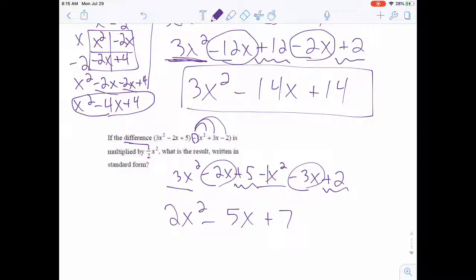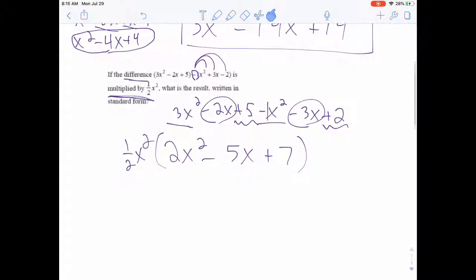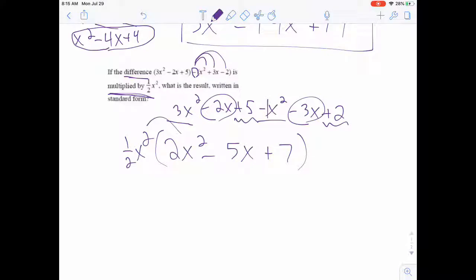A lot of people think we're done, but it says we have to multiply it by 1/2 x². So I will now distribute 1/2 x² to everything inside the parentheses. Numbers act normal, so the coefficients 1/2 and 2, you're just going to multiply those. 1/2 times 2 is 1. x² times x², same variable, we add the exponents, so it should give me x⁴. 1/2 x² times negative 5x, again, numbers act normal. Negative 5 times 1/2, you could leave it as 5/2, or you can make it 2.5.